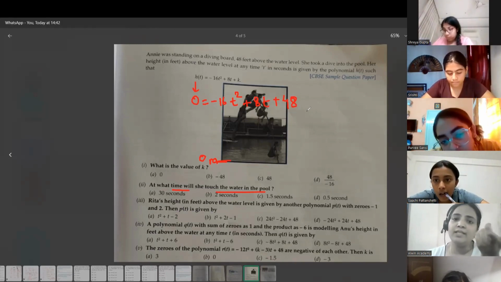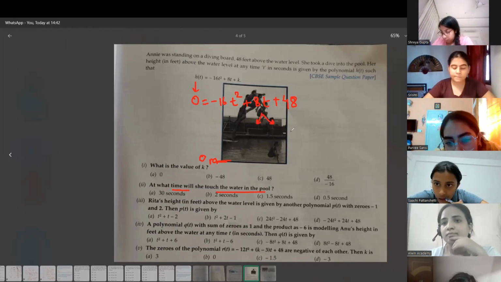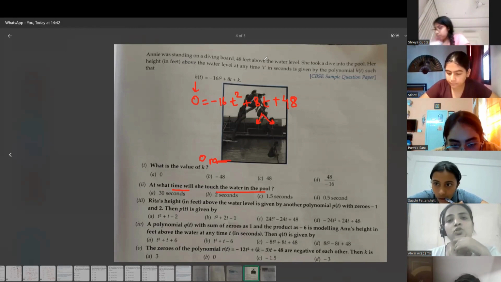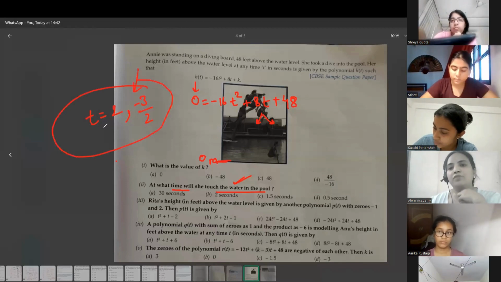Would you be able to find the zeros here now? Using middle term splitting? Quickly pause the recording and solve it, everyone. Quickly. So by solving this quadratic equation, you have got two values of t.